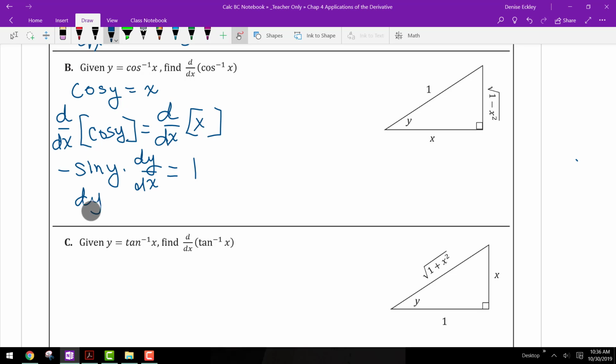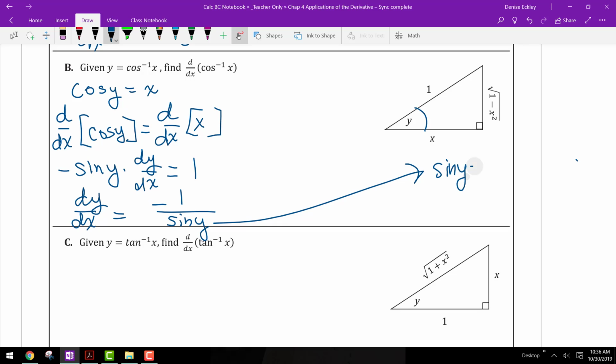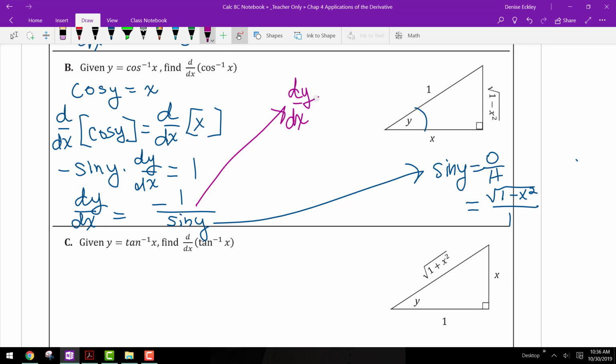So again, solving for dy dx, we now have negative 1 over sine y. And again, going to our drawing, here's our y. Our triangle is just reoriented here. And so we have sine of y is now opposite over hypotenuse. So that's going to equal the square root of 1 minus x squared over 1. So our official derivative of the inverse cosine is going to be negative 1 over the square root of 1 minus x squared.